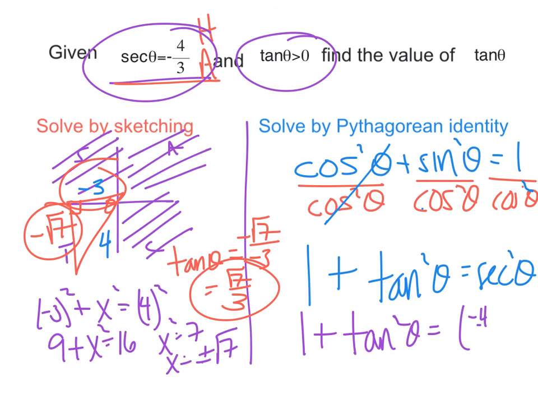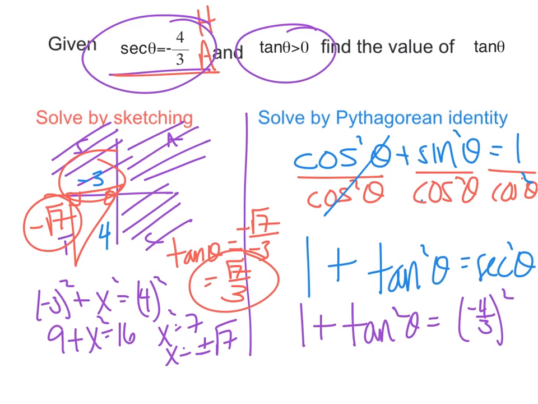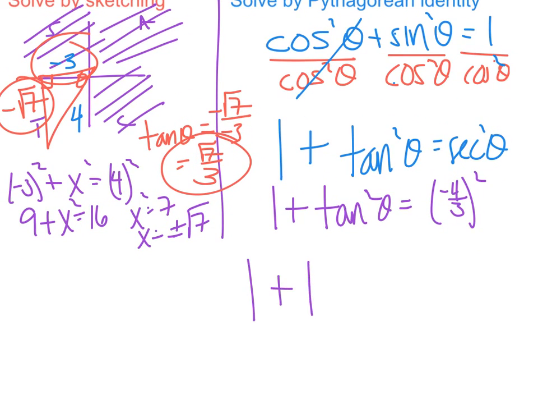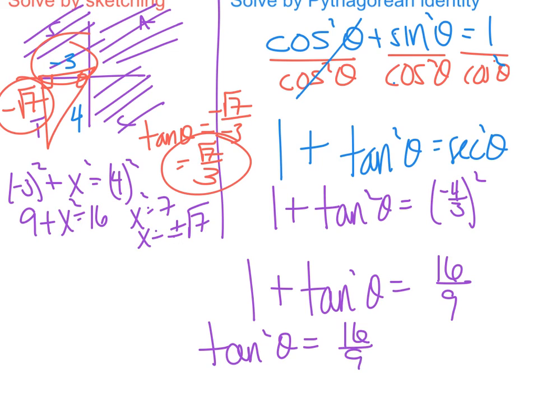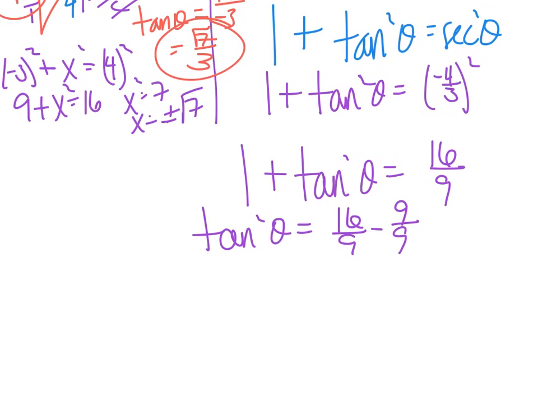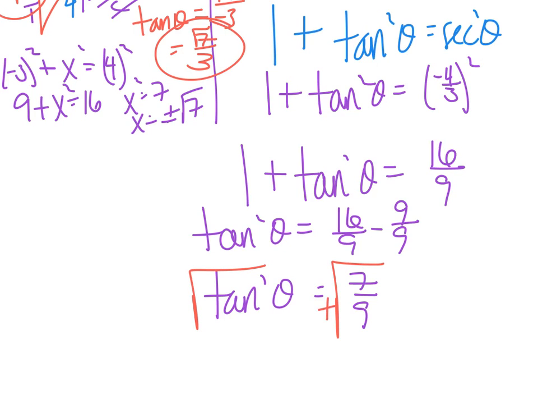So I have to take negative 4/3 and square it. So that's 1 plus tangent squared theta equals a positive 16/9. So I'm going to say tangent squared theta equals 16/9 minus 1, which is really 9 over 9. So tangent squared theta equals 7 over 9. To get rid of that square, take the square root of both sides. Don't forget the plus minus. So I get tangent theta equals plus or minus the square root of 7 over the square root of 9, which is the number 3.